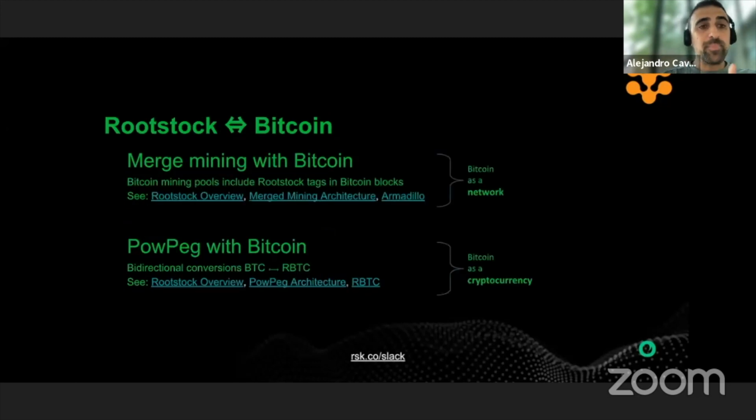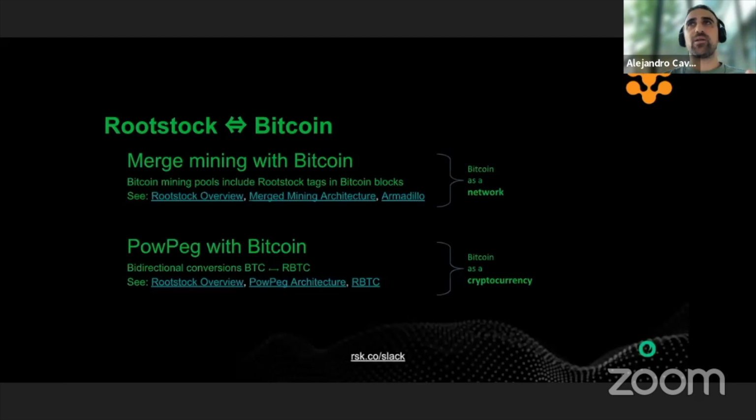Okay, Rootstock and Bitcoin. In short, we can think about Rootstock and Bitcoin in two ways: the network and the currency. About the network, we can say that RSK is a layer 2 blockchain, where Bitcoin is layer 1. An important thing here is merge mining. Sergio already explained this in detail, so I won't go into detail, but I think merge mining is probably the most important thing about Rootstock. This means that the Bitcoin mining pools, while they secure the Bitcoin network, are also securing the Rootstock network.